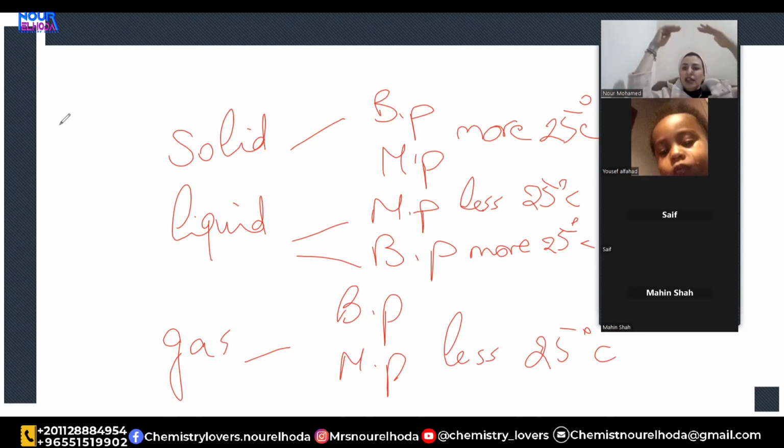If I find both high, it's a solid. Both low, it's a gas. Melting point low and boiling point high, so it's a liquid. Like this, I identified when do I say this is a solid, when do I say this is a liquid, when do I say this is a gas. Okay, so now we can return back to our question and now we can do it.